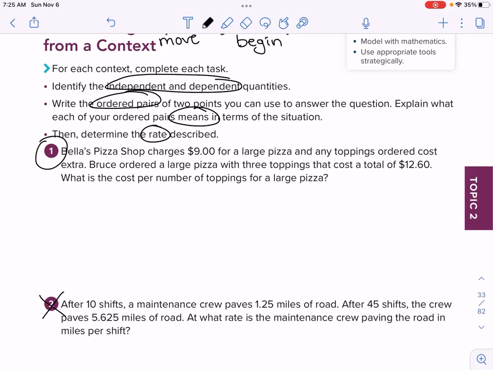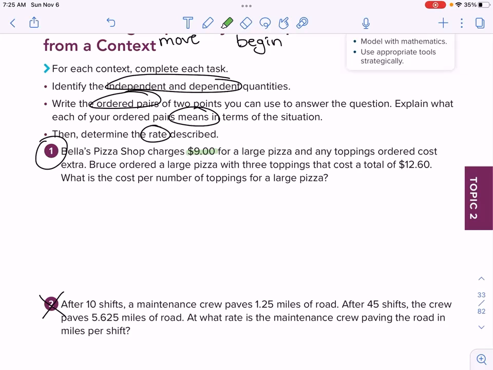It says Bella's Pizza Shop charges $9 for a large pizza, and any toppings ordered cost extra. Bruce ordered a large pizza with 3 toppings. That cost a total of $12.60. What is the cost per number of toppings for a large pizza? So let's highlight a couple things that are important here. We know that these numbers are important. A pizza just costs $9 to start, so that's where we begin.